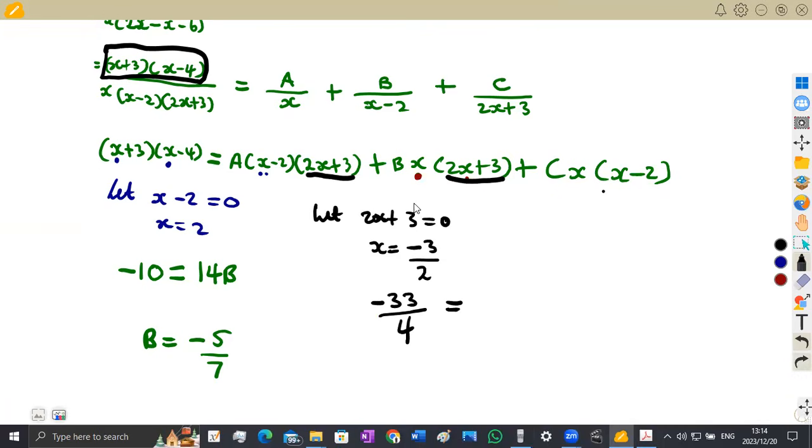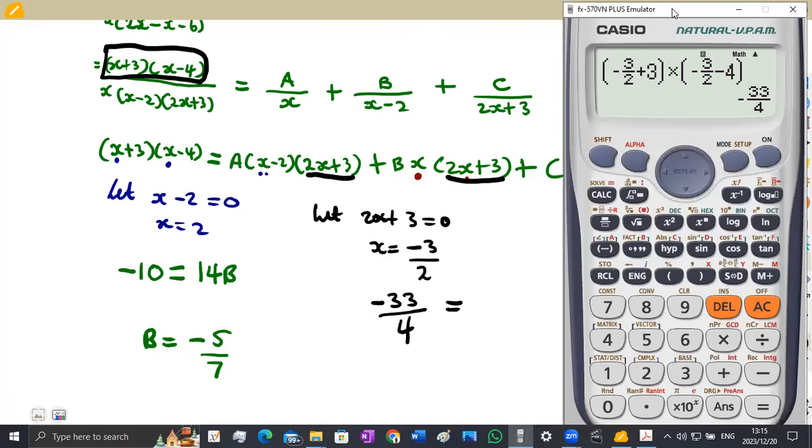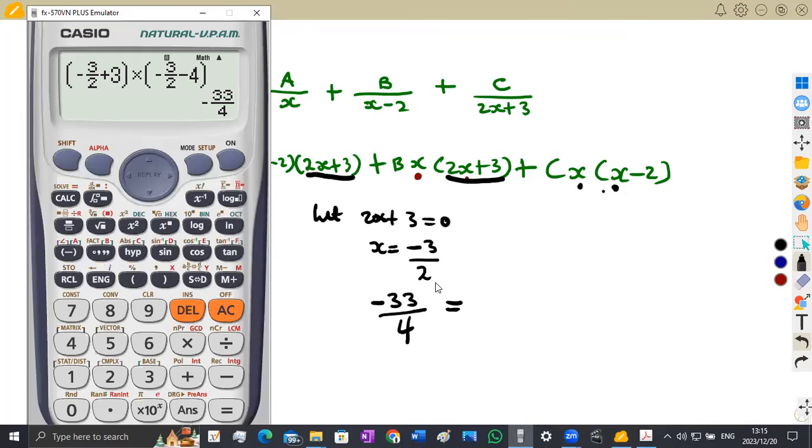So you focus where you do not have 2x plus 3 here. So you're going to substitute in place of x. We are going to substitute minus 3 over 2. Remember, our x is minus 3 over 2. So this is x, which is minus 3 over 2, into the bracket of x minus 2. So our x is minus 3 over 2. Then we subtract 2, minus 2 like this. So this is going to give us 21 over 4.